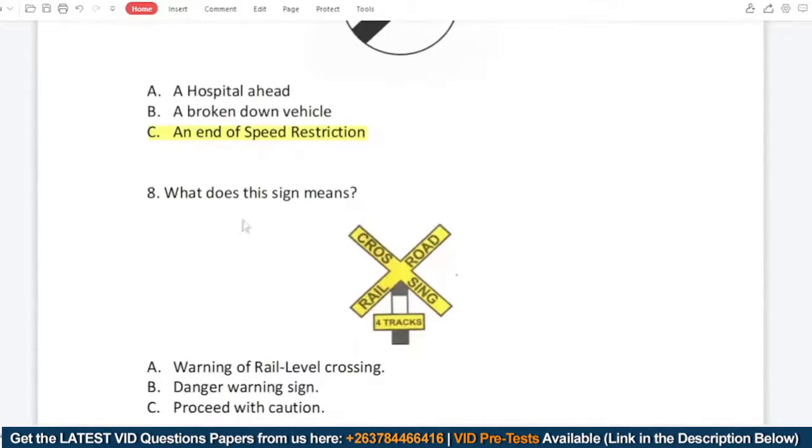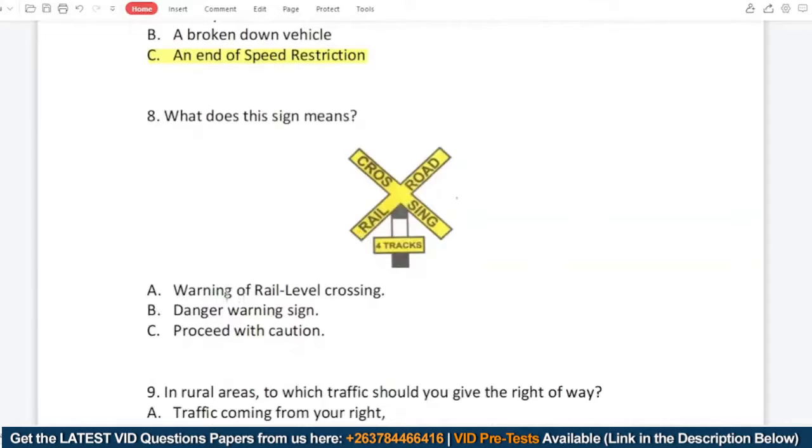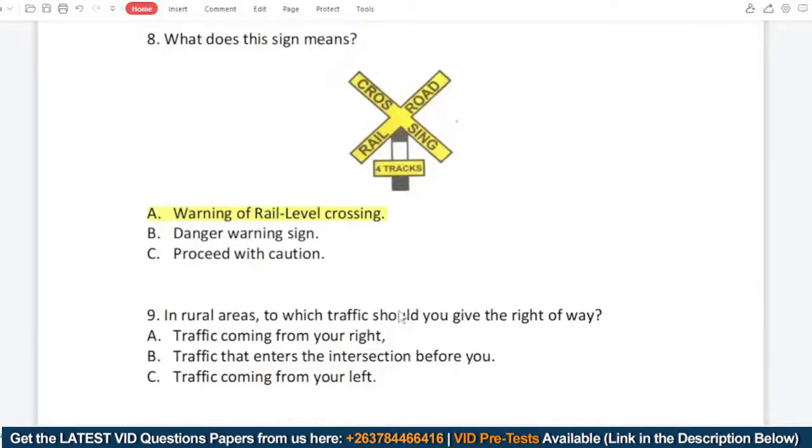Number 8, what does this sign mean? So as you can see, this is the sign that we have here. What does it mean? Is it a warning of a rail level crossing, a danger warning sign, or proceed with caution? As you can see, it's a rail level crossing. The answer is actually written railroad crossing. So the correct answer for number 8 is A.